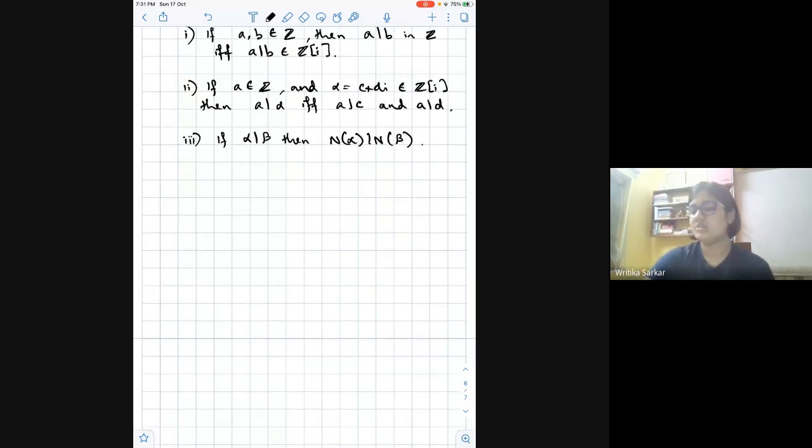All right. So with this in hand, we're actually going to go to the analog of Euclid's division algorithm, division lemma, whatever. Euclid's division.